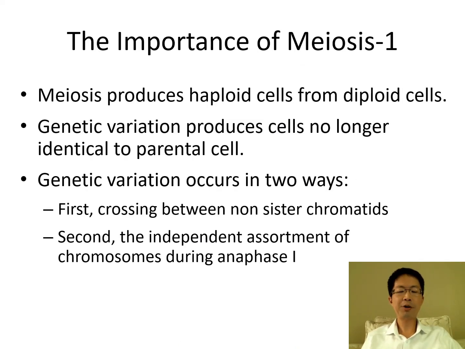So what's the importance of meiosis I? See, haploid cell from diploid cell, I already told you that. Genetic variation or genetic diversity is the same thing. Genetic diversity or genetic variation, so that they are different from the parental cell or the body cell by crossover. This is what we call a recombination. Independent assortment.